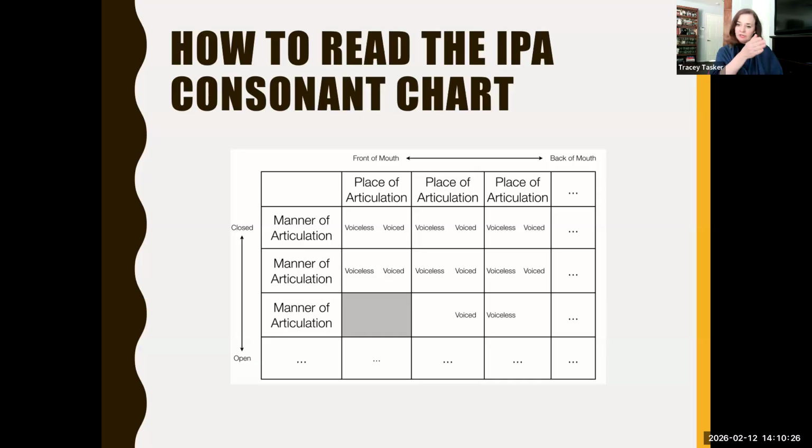And then when we're looking at the manner of articulation, we're talking about levels of constriction of airflow. So we start with stop, so completely obstructed or constricted, and then we go all the way down to sounds that are more vowel-like because the constriction is not completely closed. It's more open, not completely like a vowel, but more vowel-like. So that's why it moves in that direction.